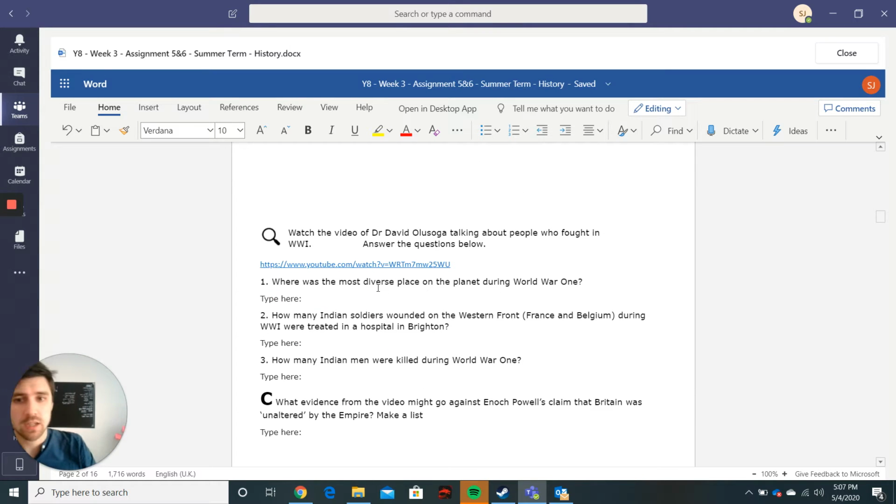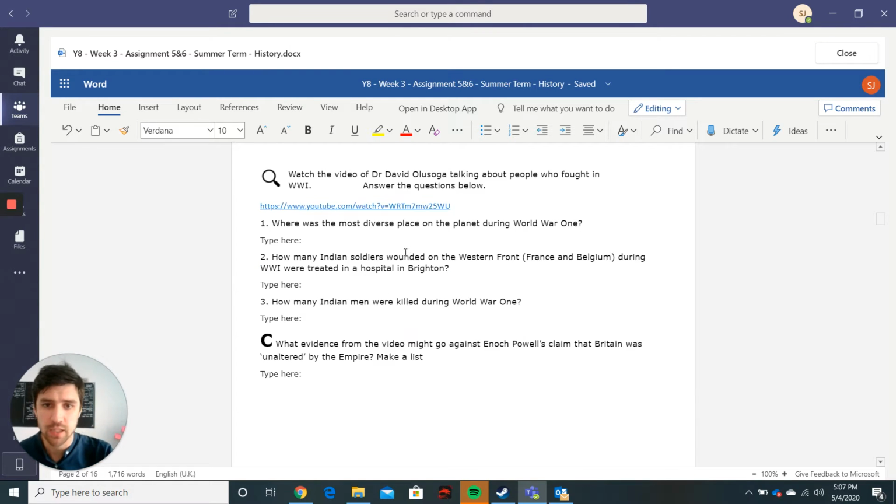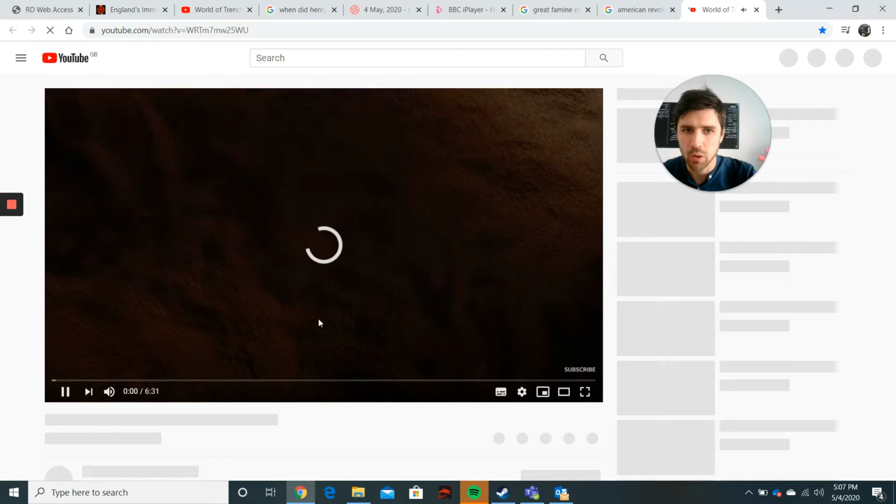Once you've done that, the next task is to watch a video. So you need to click on the link, and to do that, if you hold down Control, the button that says CTRL, why is it not doing it? That's strange. No, it's not going to do it for me, but it's easy to do anyway. Oh no, it has done it. Yeah, so if you hold down Control and click on it, it will open it.